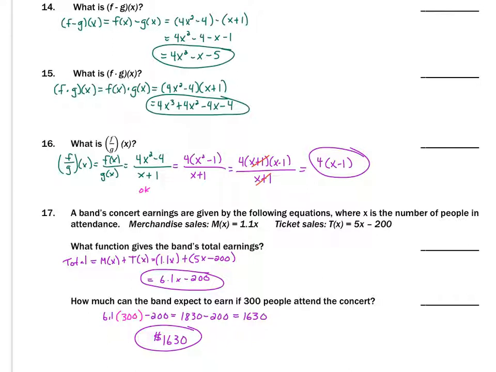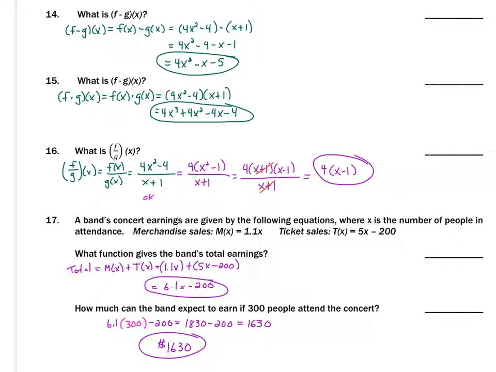How much can the band expect to earn if 300 people attend the concert? Well, now 300 is your number of people. So we substitute 300 in for x into this equation. When we do that, plug it into our calculator to get our values, we end up with a total of $1,630. And there is our walkthrough of your unit review.